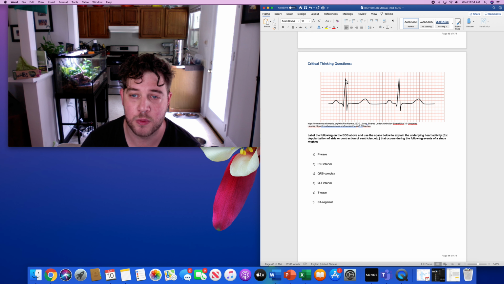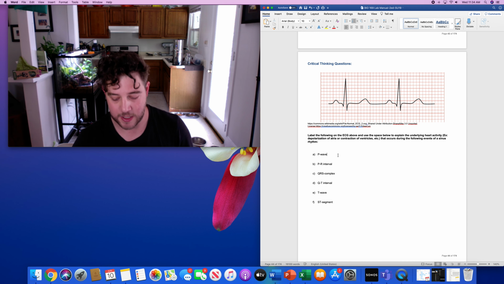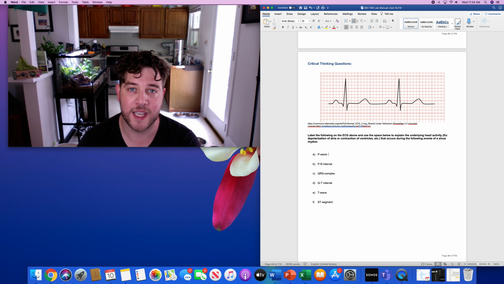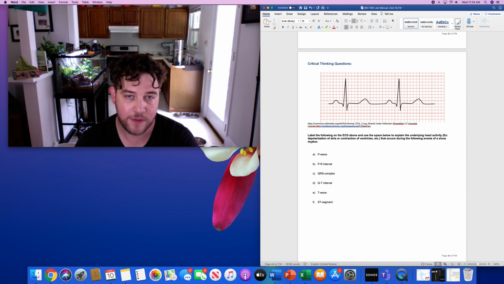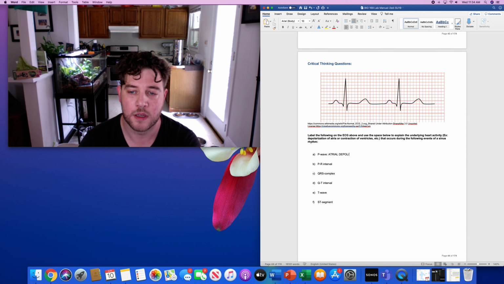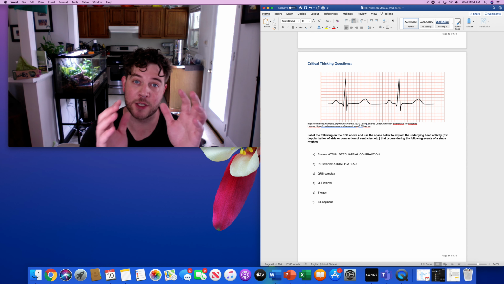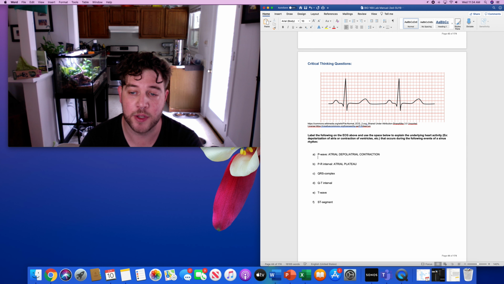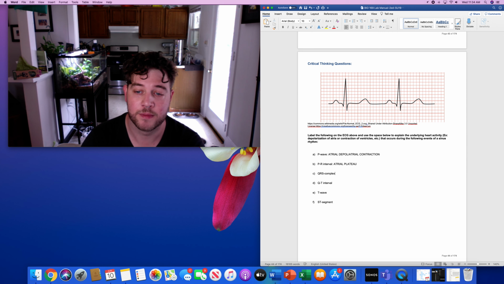You have your P, Q, R, S, and T. The P wave. For this, I want you to put both the mechanical and electrical event that is happening. The P wave, you're going to have atrial depolarization and atrial contraction. The PR interval, this space from P to R, that's going to be your atrial plateau. That's the space where the atria are contracting. The depolarization initiates the contraction at the P wave.